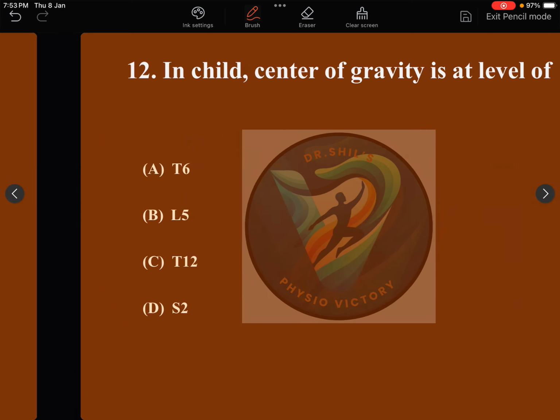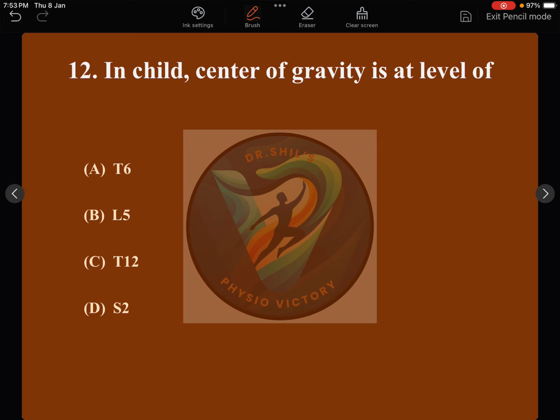Next, come to question number 12. In child, center of gravity is at level of option A T6, option B L5, option C T12, option D S2. Here the correct answer is option C, T12. Sorry, T12, because in children the center of gravity is higher than in adult due to proportionally larger heads and shorter limbs.